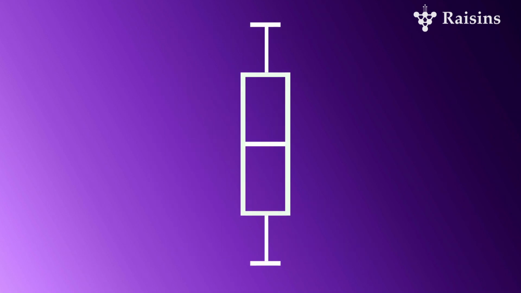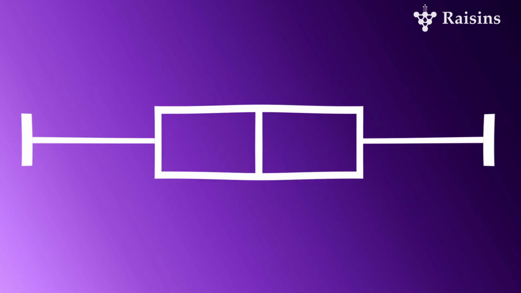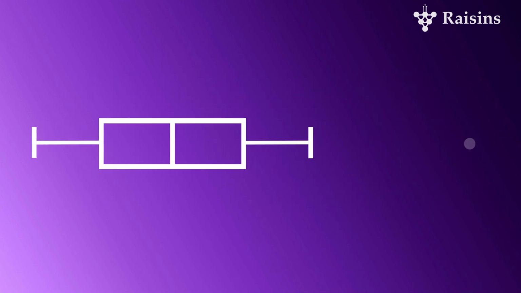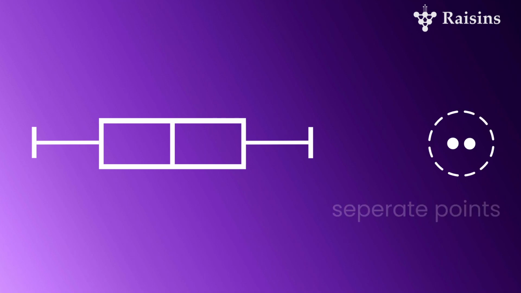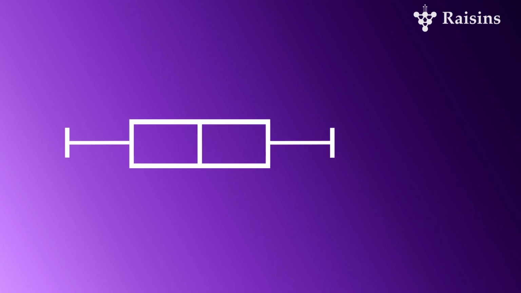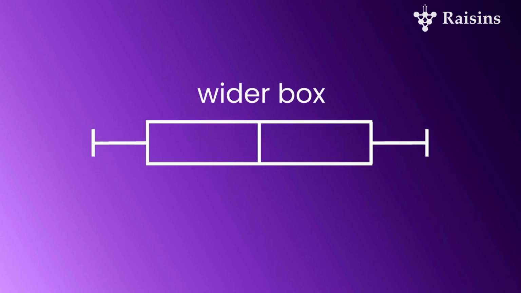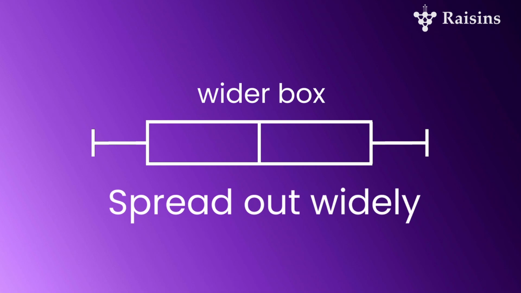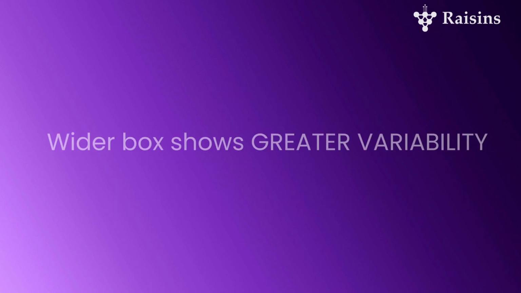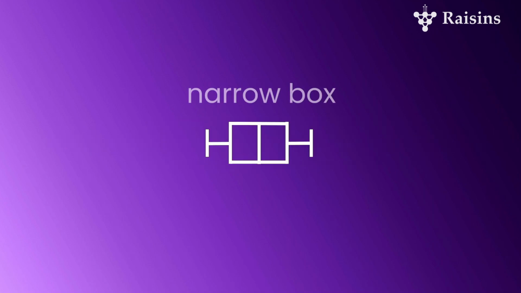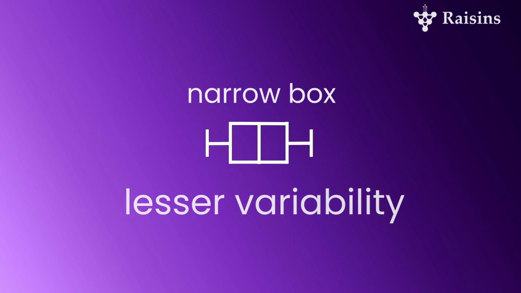The box shows where most of the data lies, while the line inside marks the median, the center point of the data set. The whiskers extend to show the range. Any value that is different from the rest is shown as a separate point outside the box called outliers. A wider box means the data points are spread out widely, which means that there is greater variability in the data, whereas a narrow box indicates lesser variability.